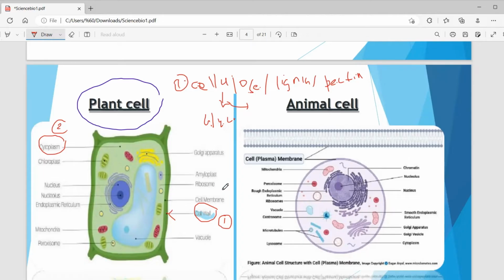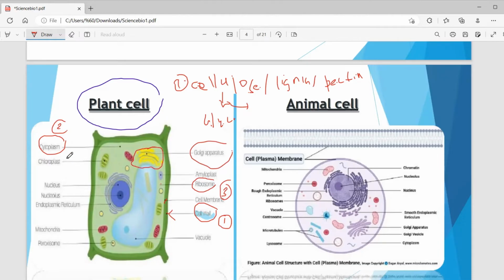Third one is cell membrane. You can see here this is a cell membrane. And you can see some kind of ribosome. This is the ribosome. And Golgi apparatus, it is very important. This is a Golgi apparatus.